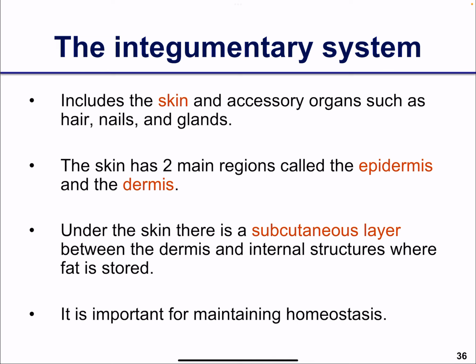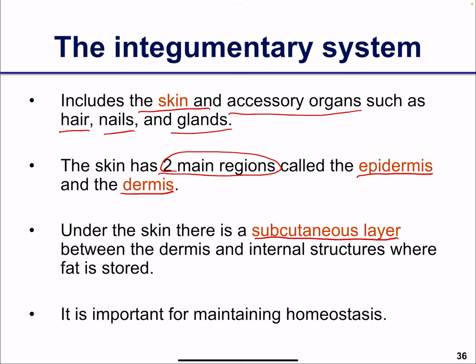The integumentary system is actually the skin and a bunch of accessory organs, including the hair, nails, and glands. The skin is going to have two major regions: the epidermis and the dermis. Underneath the skin, we are going to have the subcutaneous layer, where you're going to have storage of fat tissue, the fat cells.